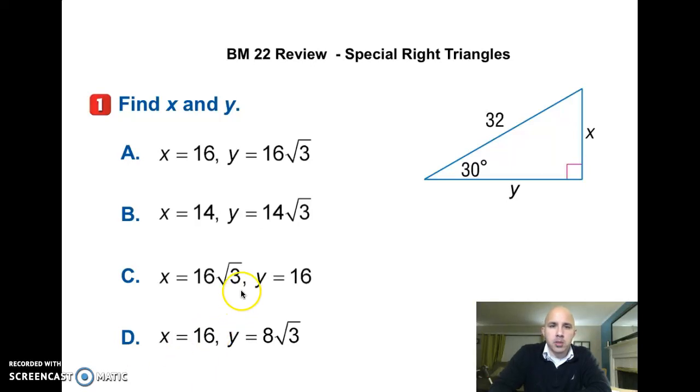All right, good morning. This is benchmark 22, special right triangles. I'm going to proceed with how to find x and y, and I'll help you guys out with this. This is my 30-degree angle. This is going to be my 60-degree angle. And this is going to be my right triangle.